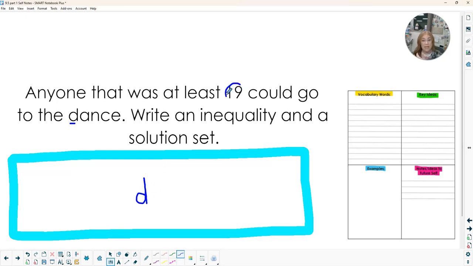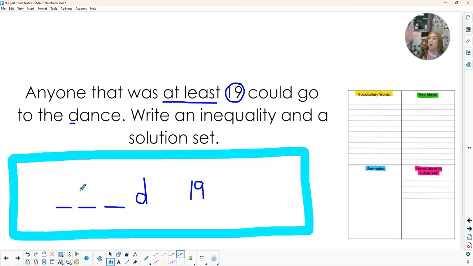And I am comparing that to 19. So I'm going to leave a little space in between them. So D and 19, this is what I'm comparing. I know they are at least 19 to go to the dance. If I look back at my keywords, that tells me that that's the lowest they can be. They can be 19, but they could also be greater than that. So we're going to write this solution set. So out to the side, I'm going to put 3 lines, and I need to put 3 things that can make D true. How old can someone be and go to the dance?